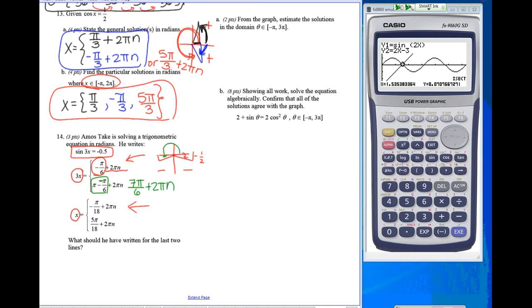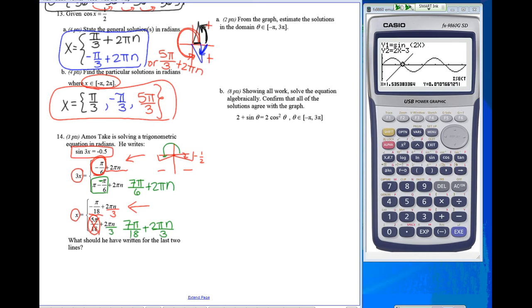Okay, now let's see what happens in the next step. Next step, he divides everything by 3. But does he divide everything by 3? Well, if I take my negative pi over 6 and divide it by 3, I'll get negative pi over 18. So that looks good. But I didn't divide the 2 pi n by 3, so I need to put that down there on the bottom. Also, we decided this answer right here was just flat out wrong from before. That should have been a 7 pi over 6. So when I divide that by 3, that would have been 7 pi over 18. And then again, what I add to that should be 2 pi n over 3. So that one should have been fixed.